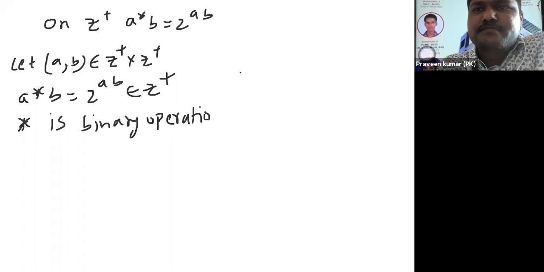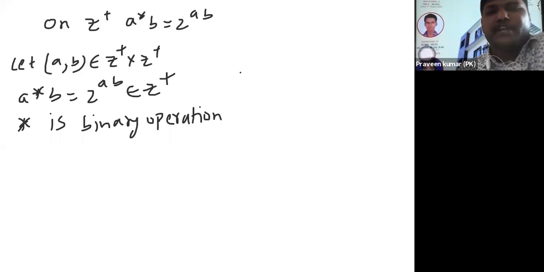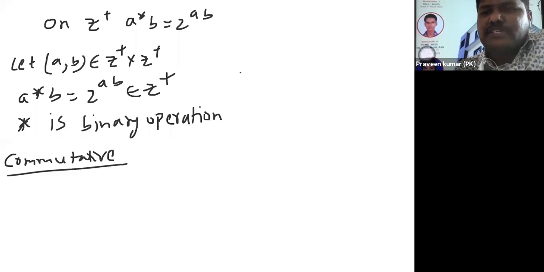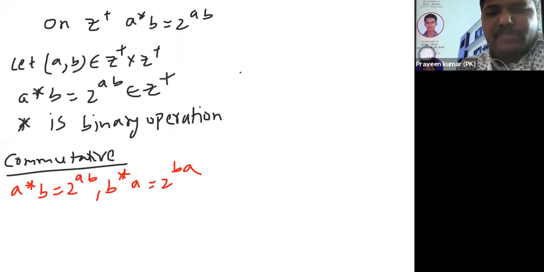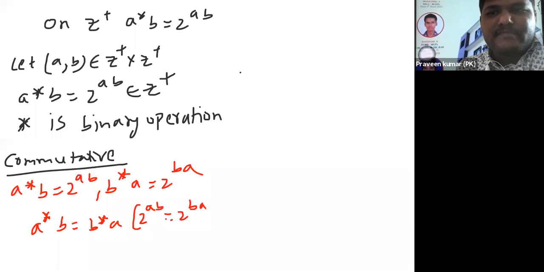Come back to commutative. What is A star B? 2 power AB. What is B star A? 2 power BA. A star B is equal to B star A, because 2 power AB is the same as 2 power BA. Therefore, star is commutative.